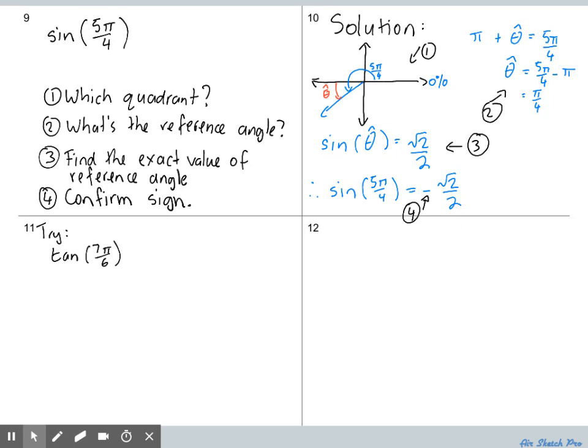While you're waiting, can you please try this one? Again, I haven't shown you how to do this. How would you do that one?